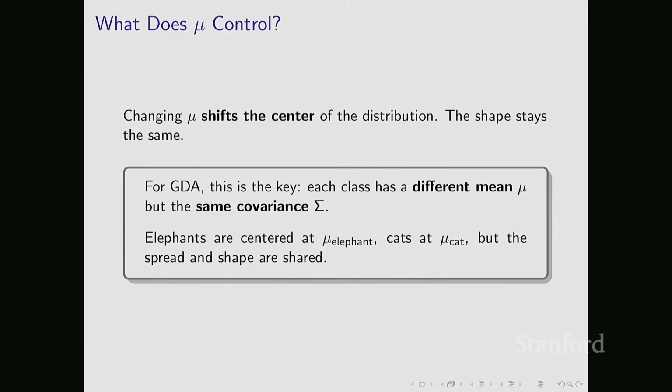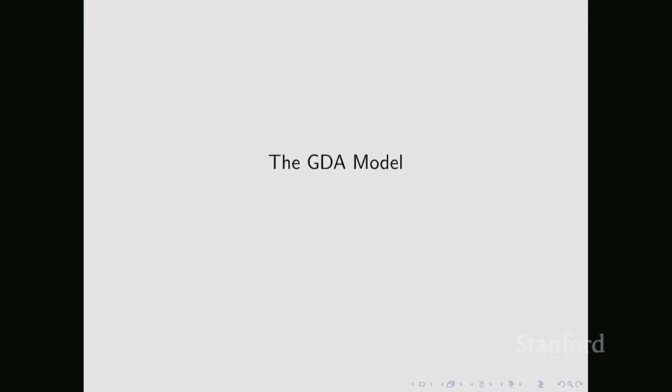Okay. All right. Back to GDA. There's a different mean with the same covariance. Now, you could say, what if we have different covariances? We'll come back to that later. You don't need to know that. But right now, we're thinking we just have different means, and we want to do this. So we want to find mu of elephant and mu of cat. Okay? But we're going to keep the spread and shape the same. Okay? All right. Let's do it. The GDA model.